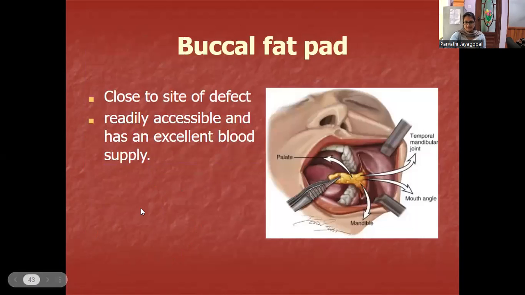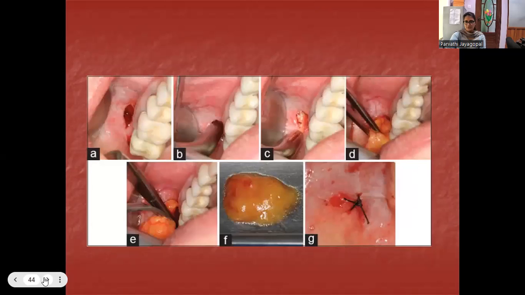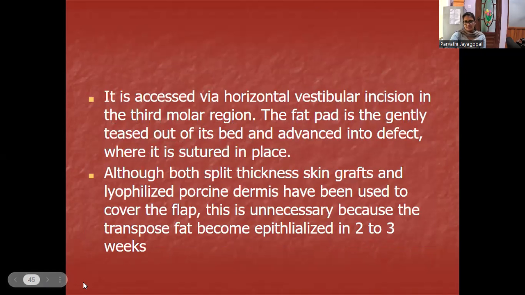You have the buccal flap. The buccal flap, because of its close proximity to the site of defect and ready accessibility, also has excellent blood supply. It has been used for the closure of the fistula. Now, since this is easily available, just by placing a horizontal incision in the third molar region, you can ease out the fat and it can be used for closure. Now, this usually becomes epithelialized within 2 to 3 weeks after placement.